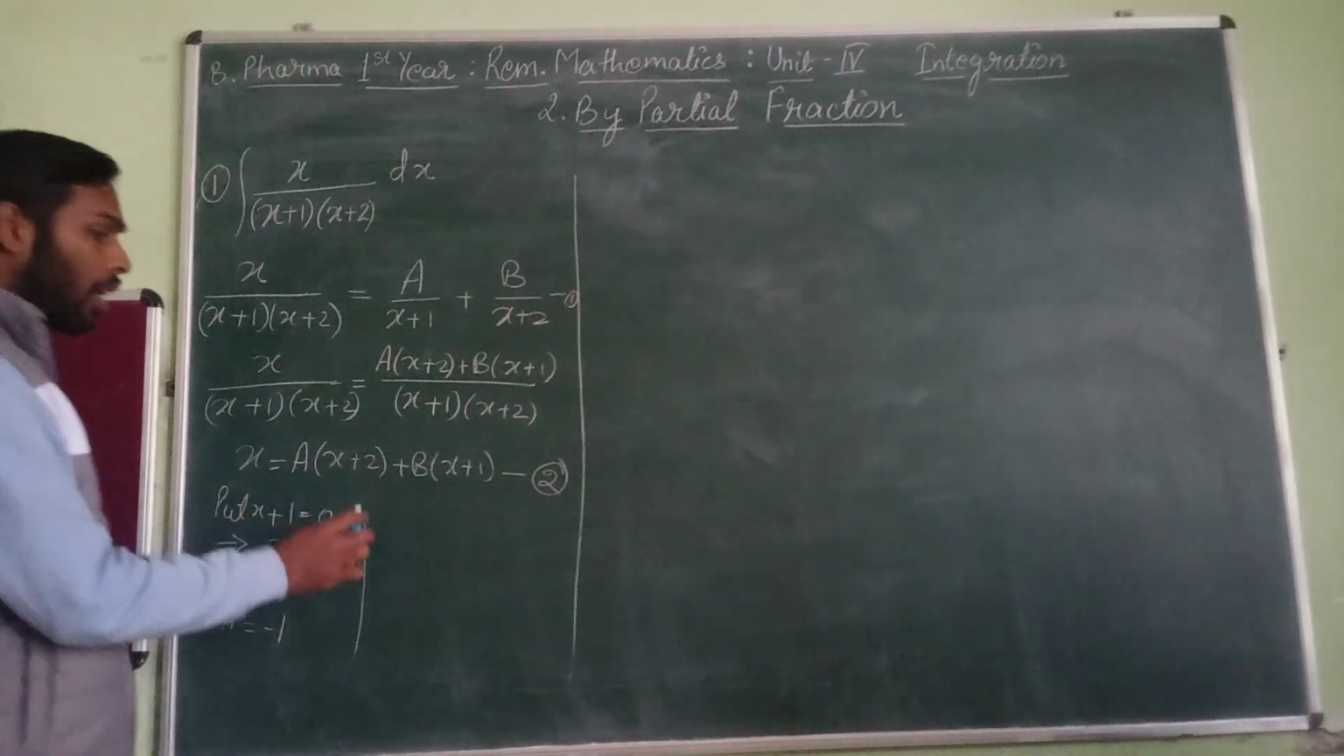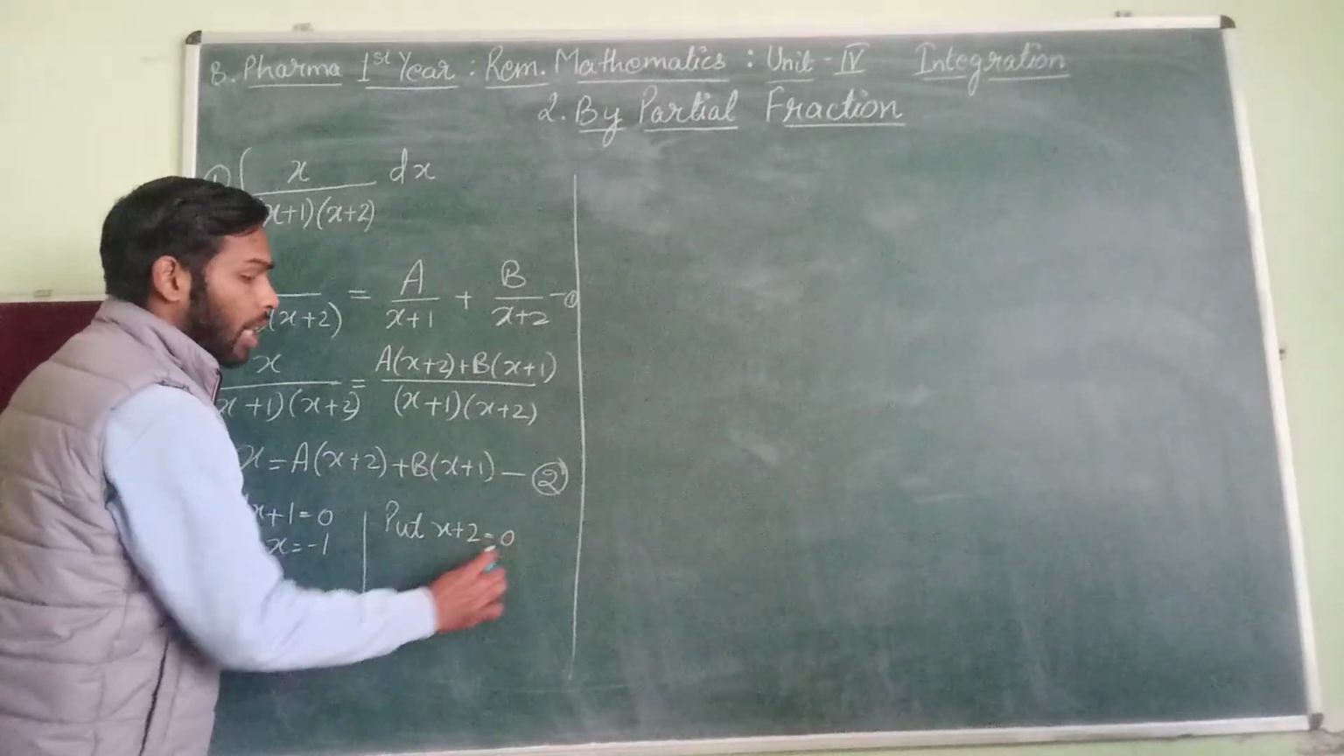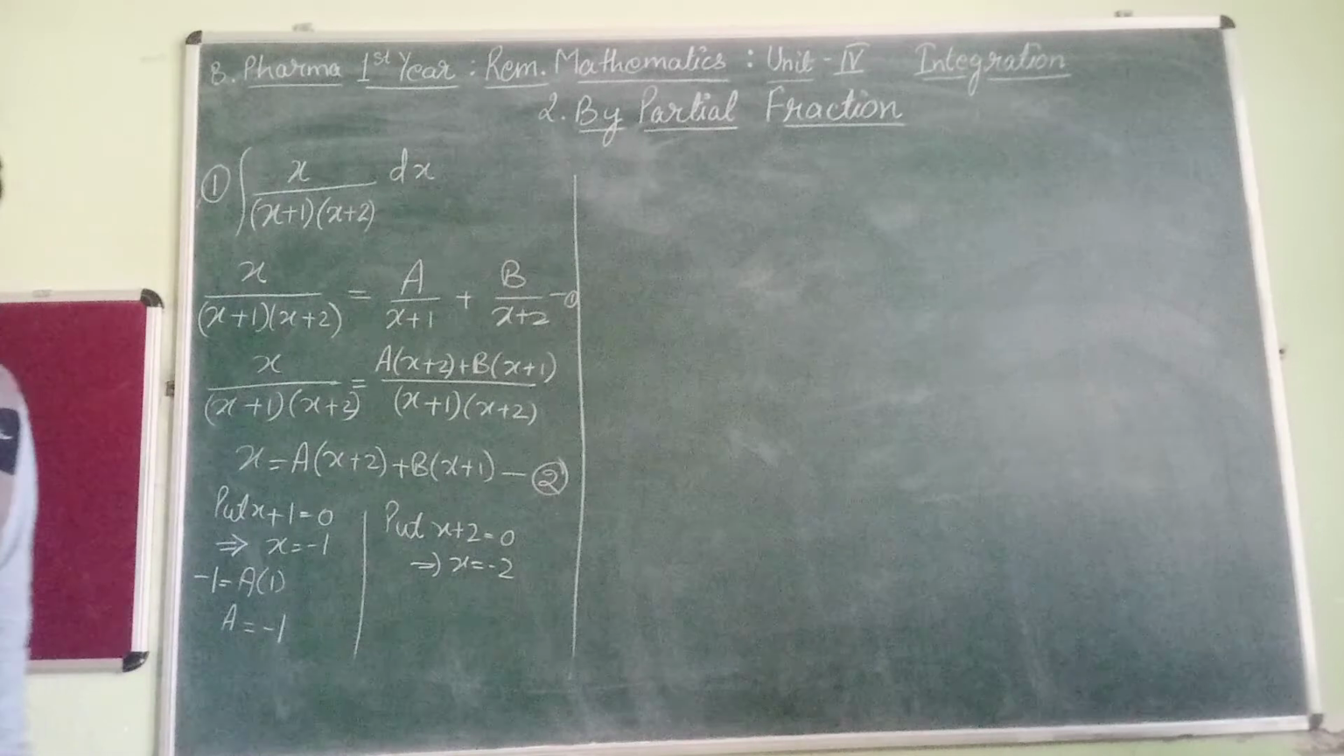Second thing, put the second factor equal to 0. Put x plus 2 equals to 0. That means you have to put x equals to minus 2. Take the 2 to the right hand side, how will it become? Minus 2.